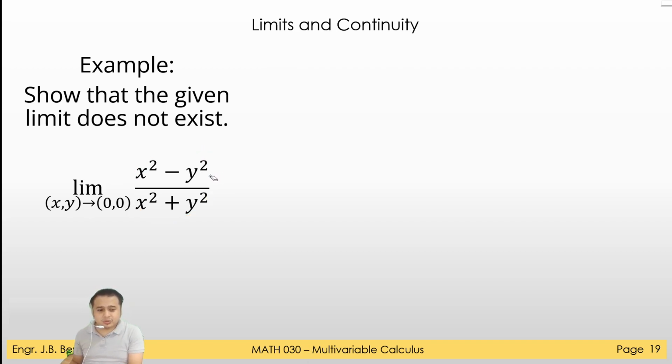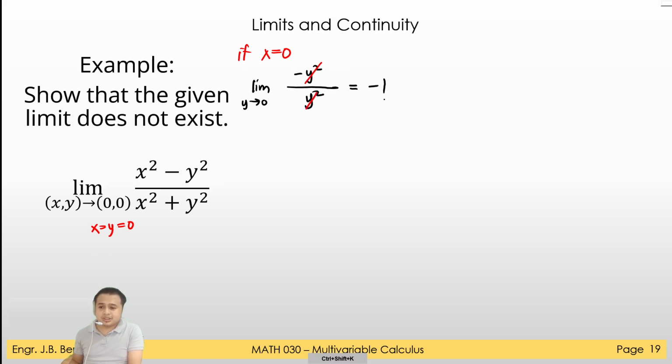So basically what you can try doing is, you can first let x is equal to 0. So we can substitute 0 here. If x is equal to 0, the limit will simplify into the limit as y approaches 0 of 0 minus y squared, so negative y squared, all over y squared. So as you can see, we can cancel this into -1, okay?